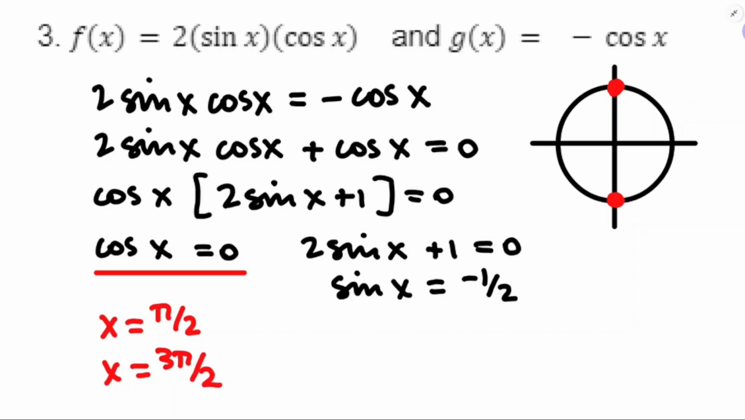And where sine x equals negative one half, that's not very far down. Okay, so again, that's the short leg of a 30-60-90 triangle, and that's going to correspond to a 30-degree reference angle. And so that'll be here and there, and that'll be 7 pi over 6 and negative pi over 6, which is 11 pi over 6. And those are going to be my solutions between 0 and 2 pi.